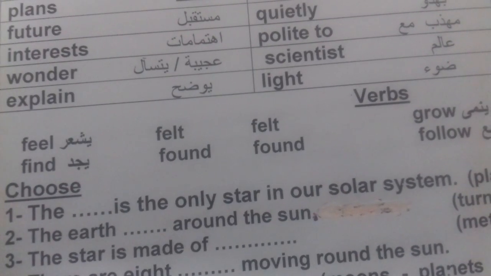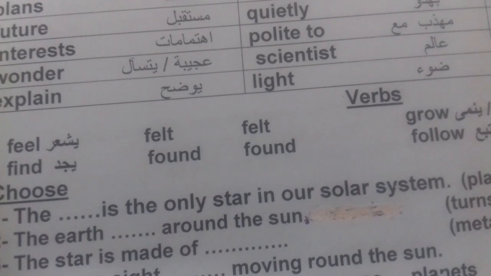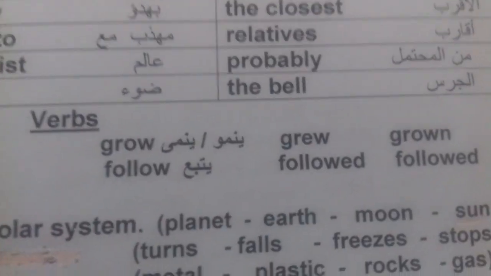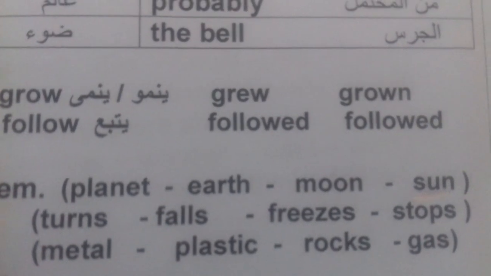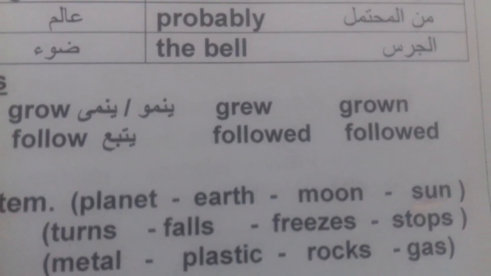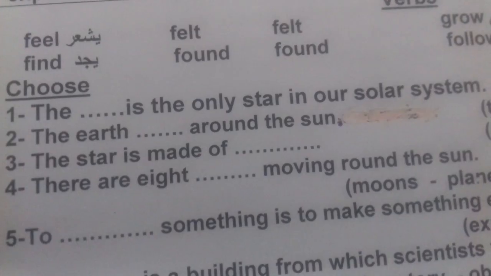Question number 1. The sun is the only star in our solar system. ايه النجم الوحيد في المجموعة الشمسية؟ planet, earth, moon, sun. Of course the only star النجم الوحيد هو الشمس, the sun.